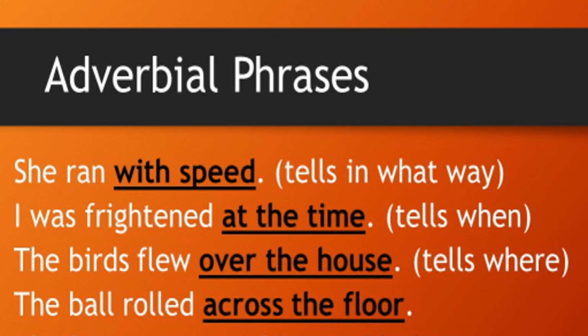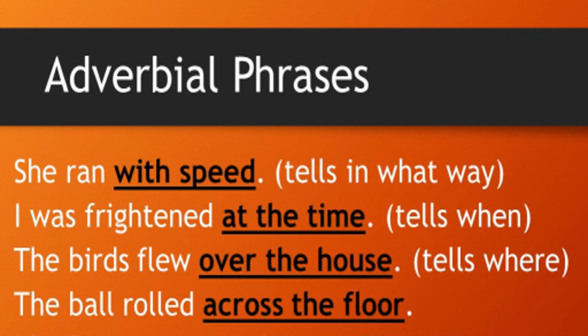She ran with speed. Now, this sentence is talking about how the noun ran. In this sentence, we have she, that is a pronoun in place of a noun, ran, that is a verb, and how she ran? She ran with speed. So here, with speed is an adverbial phrase or adverb phrase.